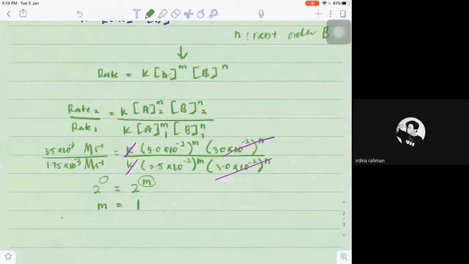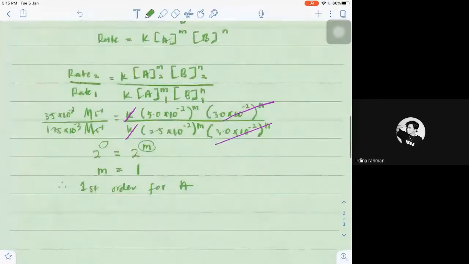Okay, so we have to make a conclusion. So it is first order for A. There are 3 orders that we covered in our syllabus: first order, second order and zero order. Zero, first dengan second je yang kita cover dalam syllabus. Sebenarnya kita ada banyak lagi order. But what we cover is only zero, first and second.